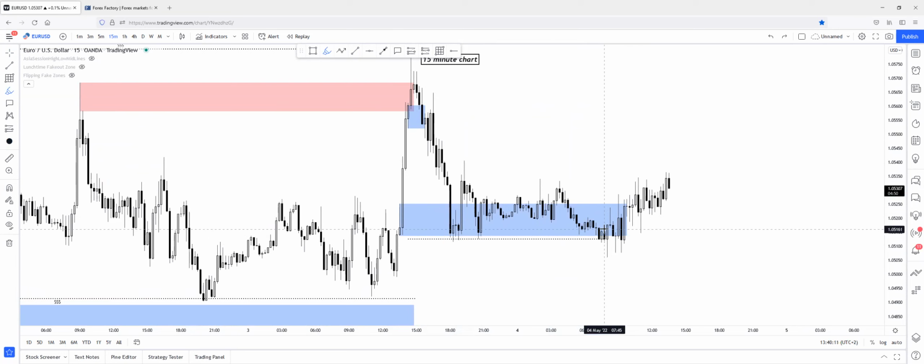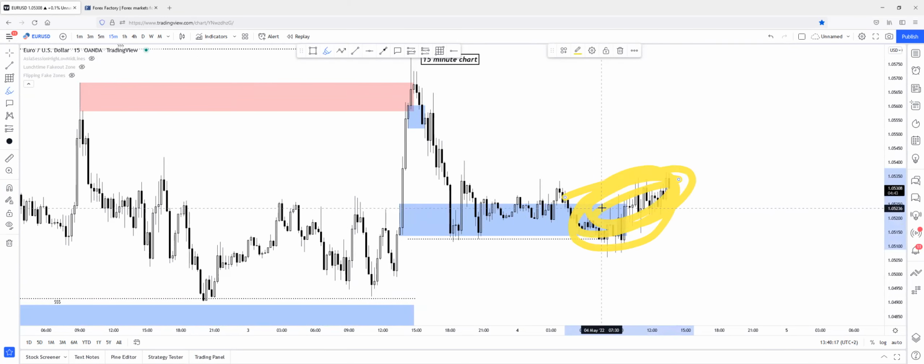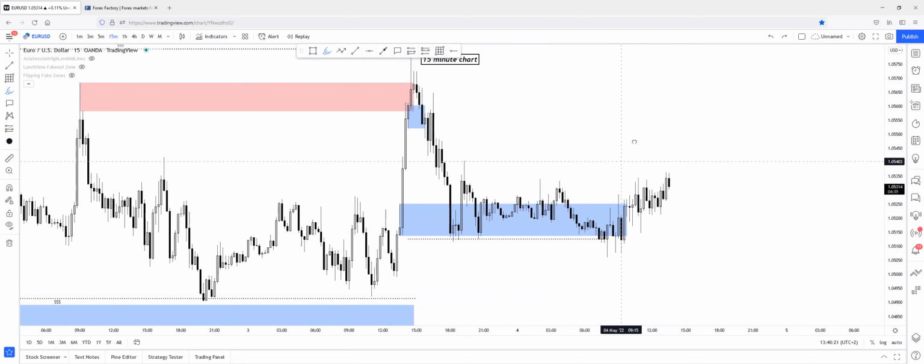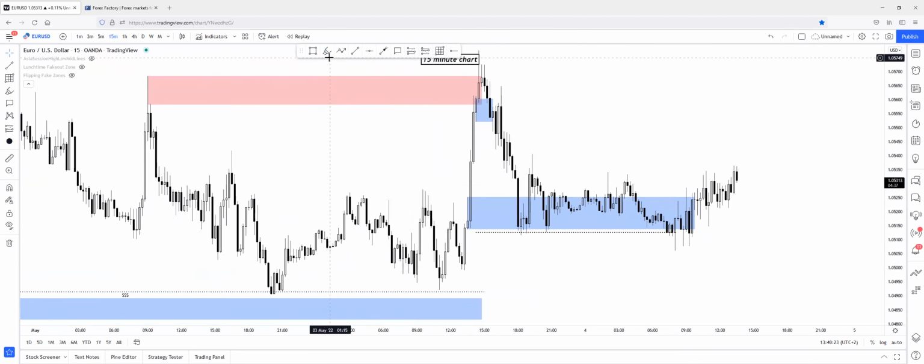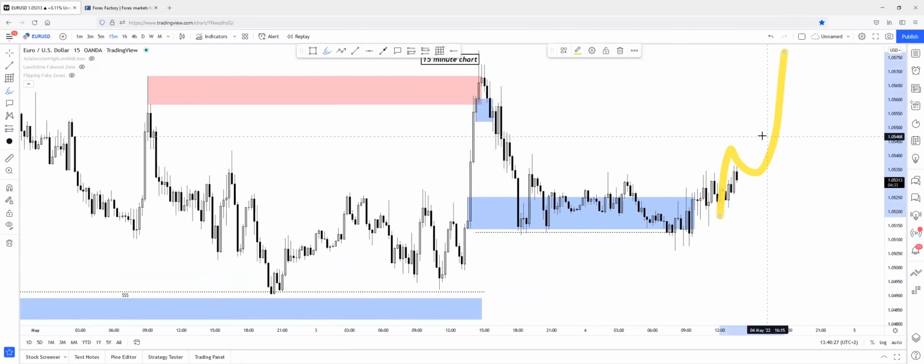Liquidity inside of this demand, sweep of the liquidity, change of character to the upside, long cancellations. But these long cancellations are really, really slow, as you can see. So these movements are slow as hell, meaning there's not enough liquidity in the market to actually push price to higher price action regions.